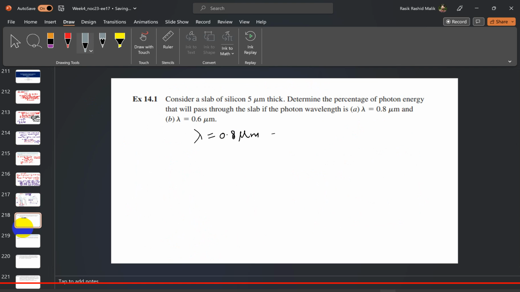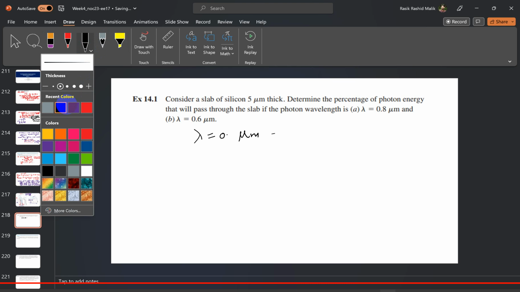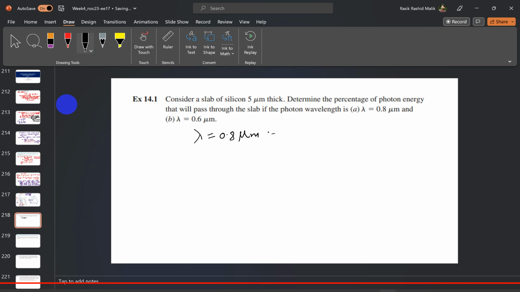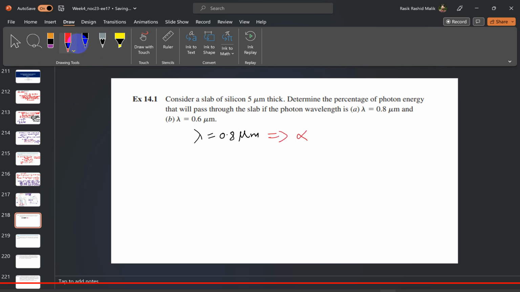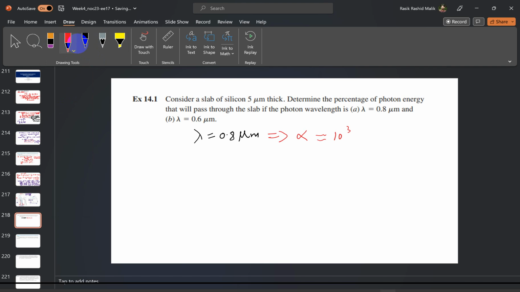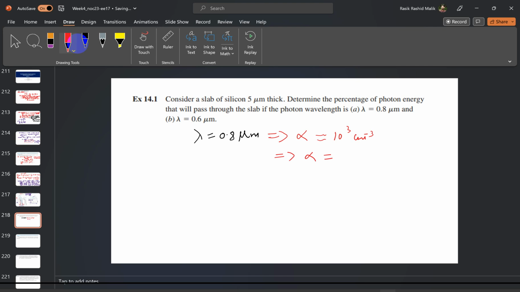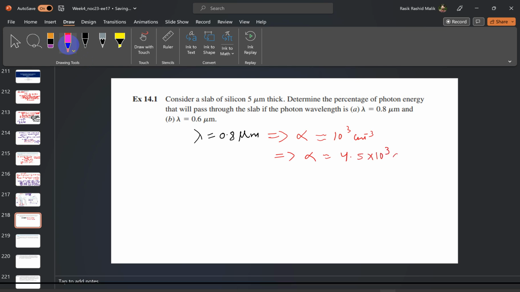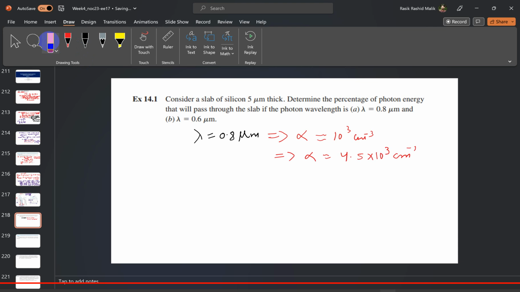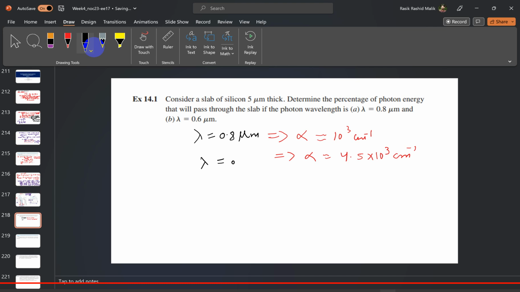So the actual values are, when lambda is 0.8 micrometer, we have alpha as 10 to the power 3, and for the other case when it is 0.6, alpha is around halfway, somewhat 4.5 times 10 to the power 3 per centimeter. So this is the case when lambda is 0.6.